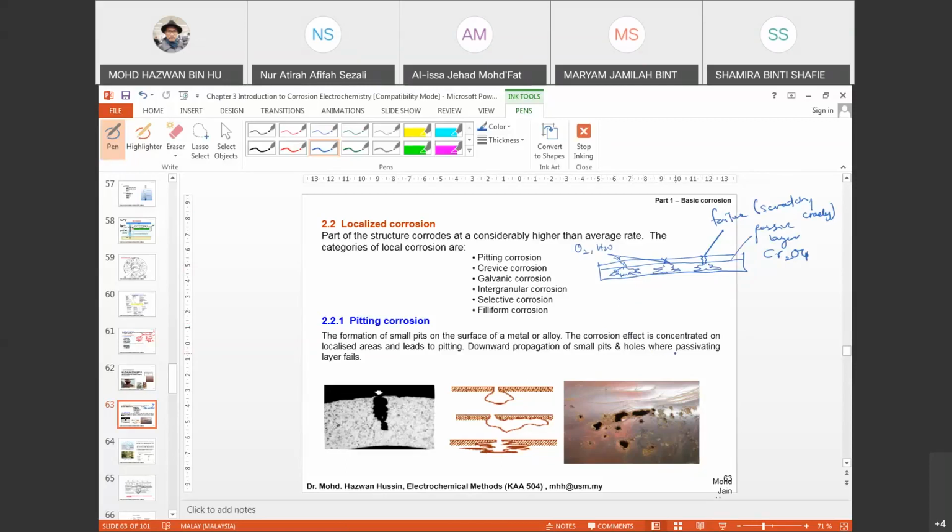So these are the keywords: the passive layer fails, downward propagation, and formation of small pits. These are basically the keywords if you want to define pitting corrosion. And if you want to answer in exams, you can write with these keywords, and of course, you will need to at least draw some structures to explain pitting corrosion. An example you can see is if it forms a hole like this, it means that there is pitting corrosion.